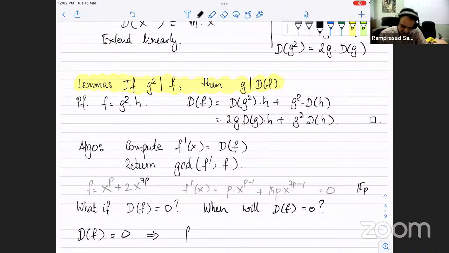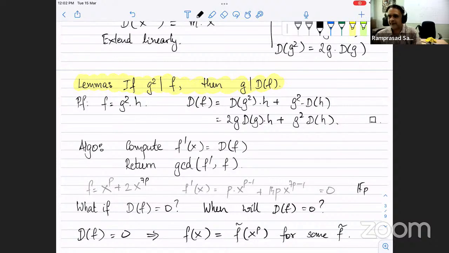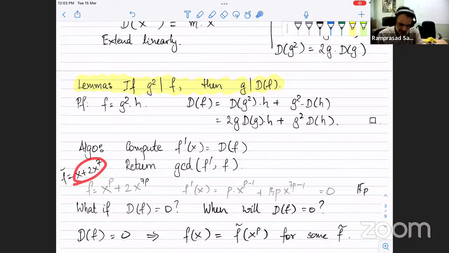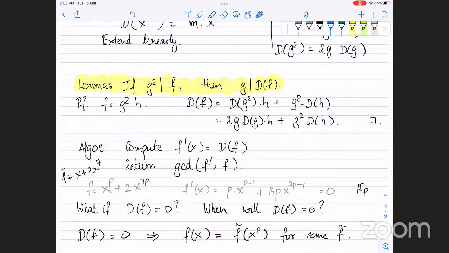Which means I can write this as f tilde of x^p for some f tilde. Tell me if this doesn't make sense. If I have a polynomial of this form, my f tilde is going to be x + 2x^7. All I have done is, in this polynomial, replace x with x^p, so that I get x^p and 2x^(7p). It's just a slightly different way of saying I want to divide by p in the exponents everywhere. So I am doing that in the process of rewriting my polynomial as f tilde evaluated at x^p. Is this okay so far?